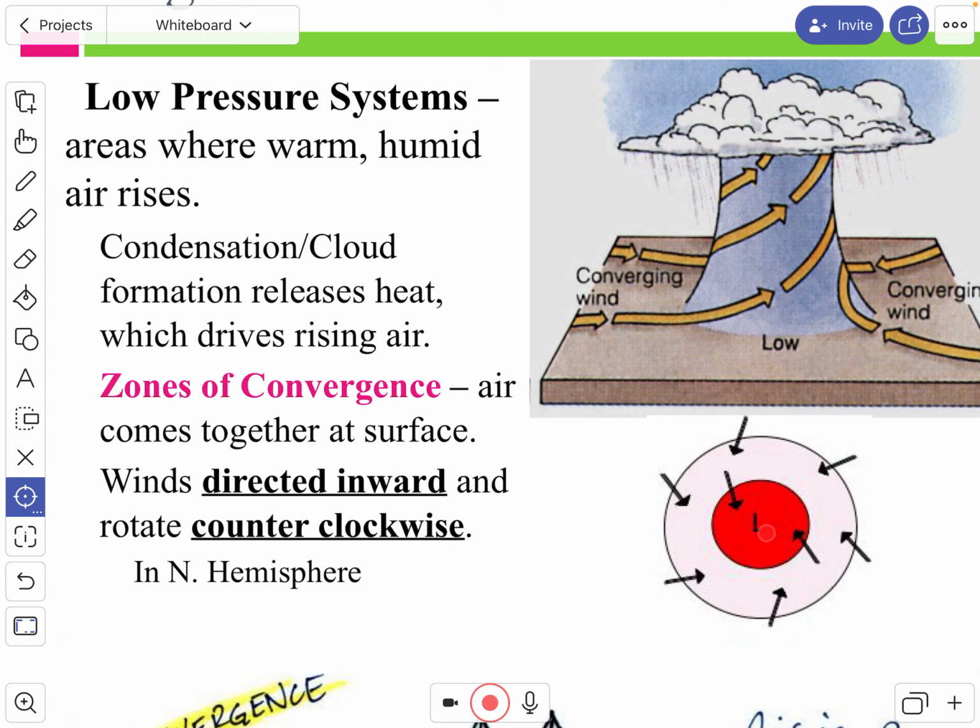It has nowhere to go but up. So if you look here, all this air is coming into the center and then rising up into the atmosphere. So we have this rising air that's very, very humid. And because it's humid, there's a lot of moisture content. And as it cools off, it reaches the dew point, and eventually we are going to create a cloud, which we already talked about how clouds are formed. And so we have a lot of cloud formation in this low pressure area.